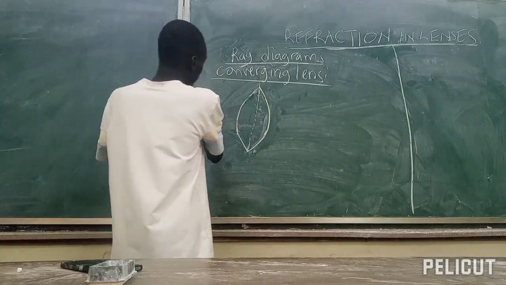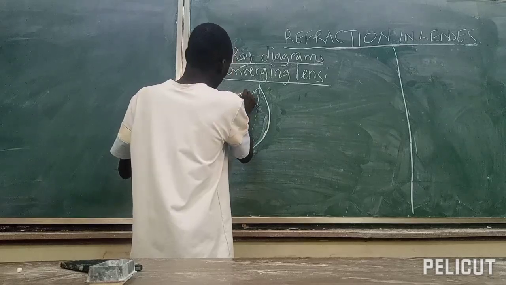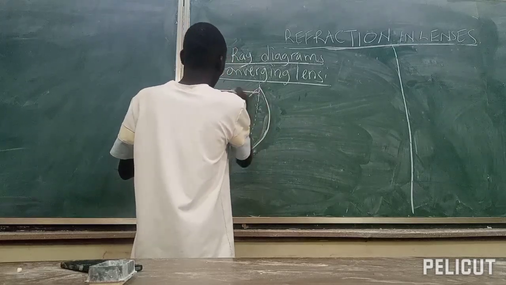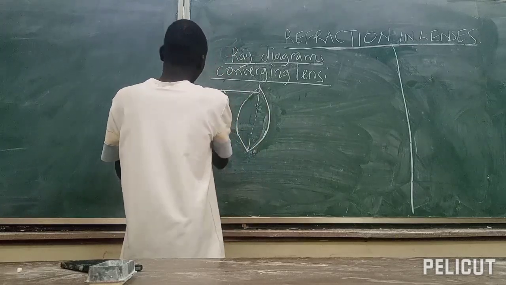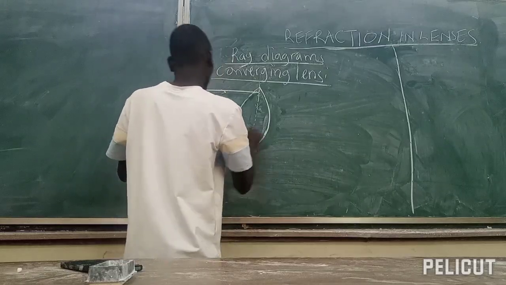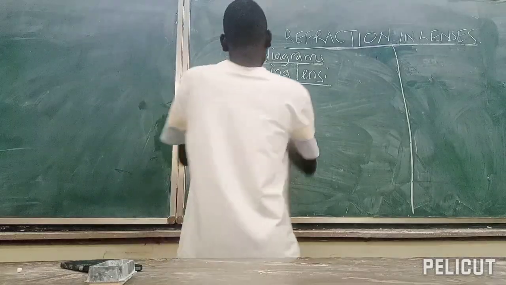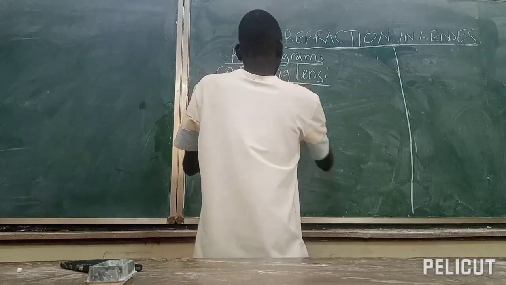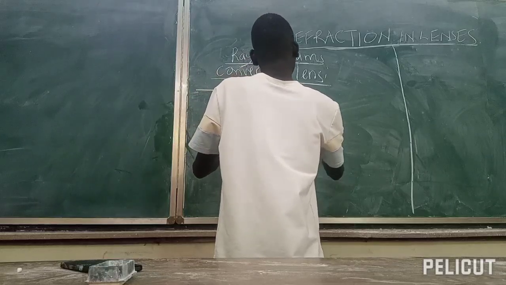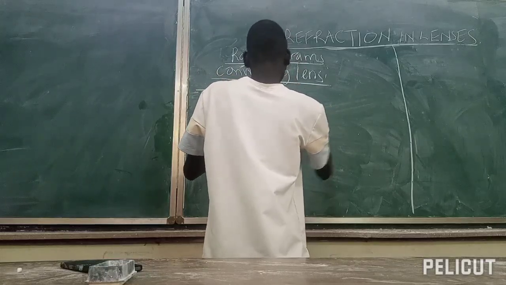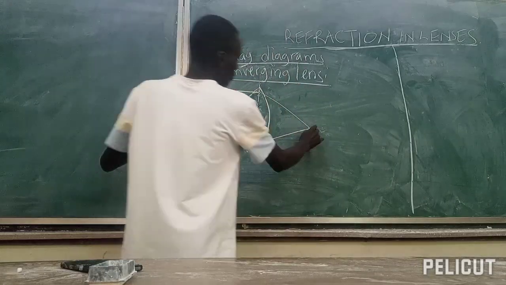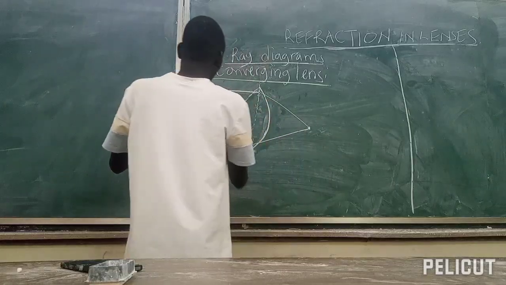So the ray diagrams, the parallel rays come. This is our parallel ray diagram. We need the parallel rays. So these parallel rays here will be converging. They meet at a certain point, maybe here. So this is where our image will be formed.